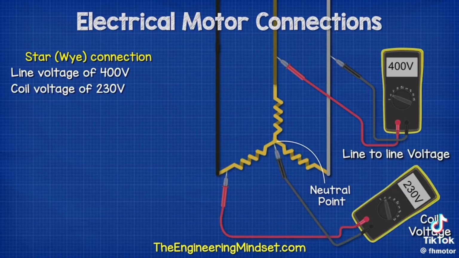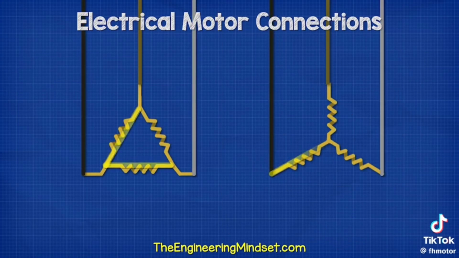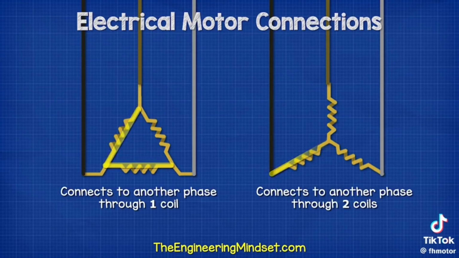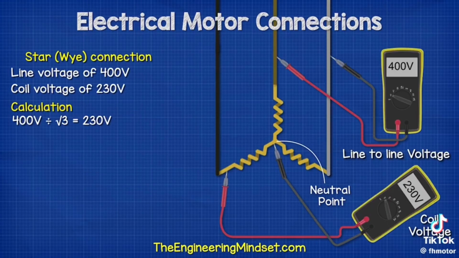So this time, when we measure the voltage across the ends of any coil, we get a lower voltage of 230 volts. That's because the phase isn't directly connected to two coils, like in the delta configuration. One end of the coil is connected to a phase, but the other is connected to a shared point. So the voltage is therefore shared. The voltage is less as one phase is always in reverse. We can calculate this by 400 volts divided by the square root of 3, which is 230 volts.